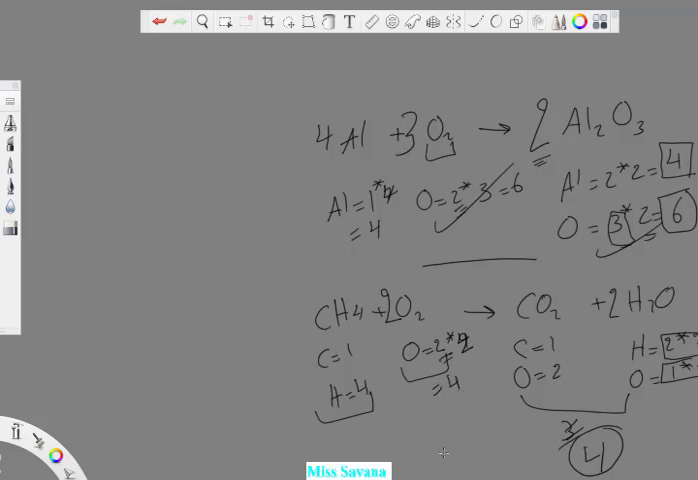Now I didn't play with this because I don't want to play with the carbon, and if I put 2 here, it will be too much trouble for me. Because I have to play with the carbon, so no need to do that. Just add something to the oxygen.